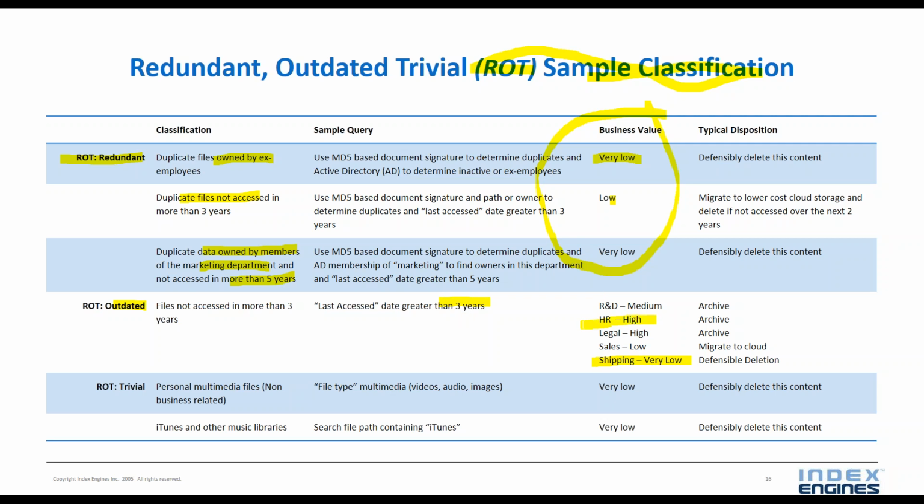But for HR, it's very high. They want to keep those records over 3 years. So you can have different disposition strategies, like for HR, archive it, or for the shipping organization, delete it, again, for trivial files. So you can get an idea of some of the flexibility in the tool. You can go very granular based on the classifications and develop different disposition strategies that really suit your business needs.